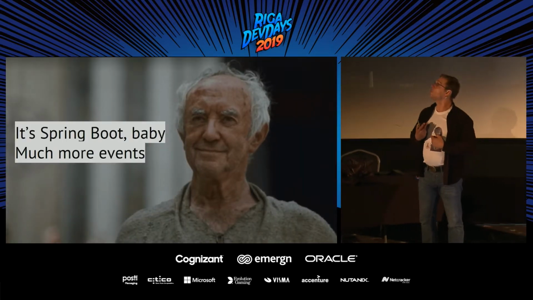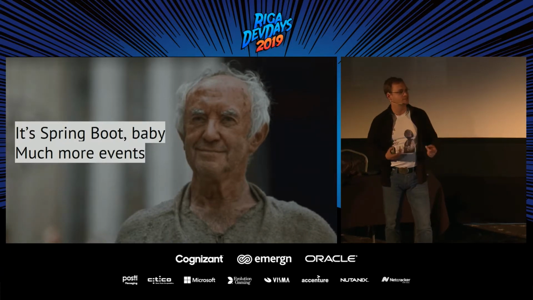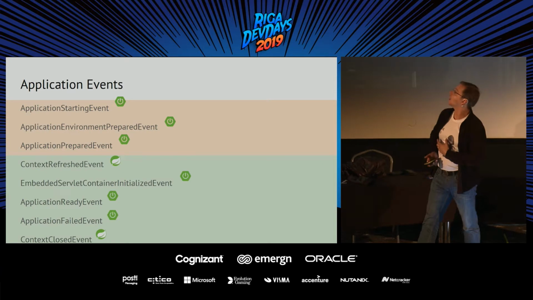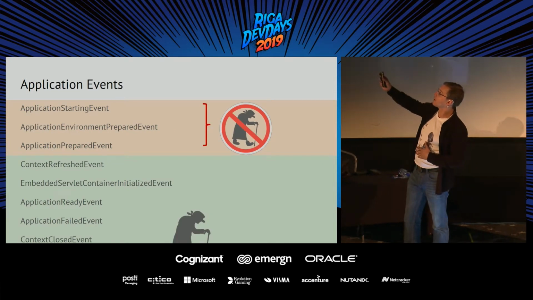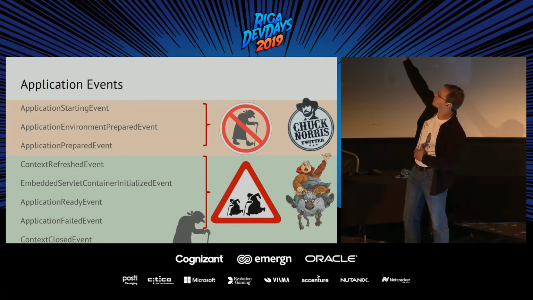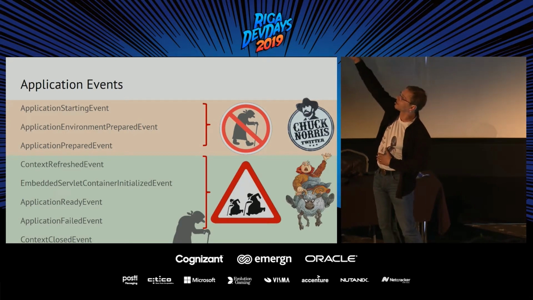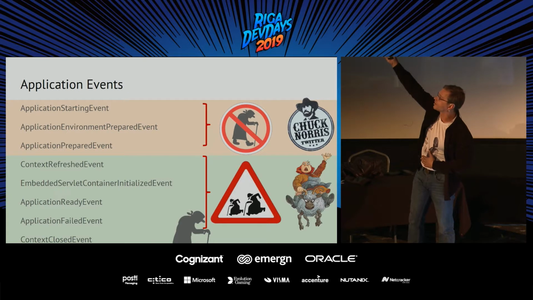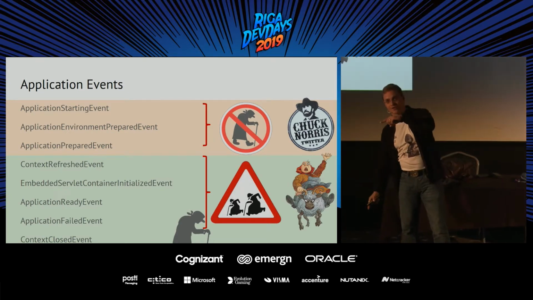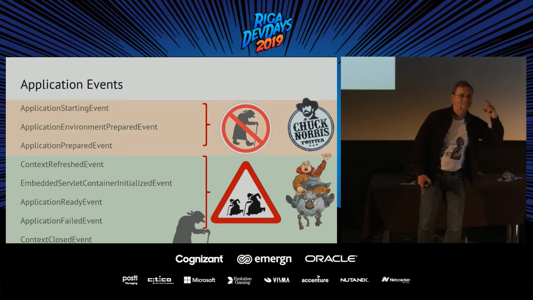But in Spring Boot, we have many more events than these 4. So we have the regular events for simple people and complicated events for not simple people. These are Chuck Norris events, like application starting event, application environment prepared event. All these events you can listen to only if your listener is not registered as a bean.